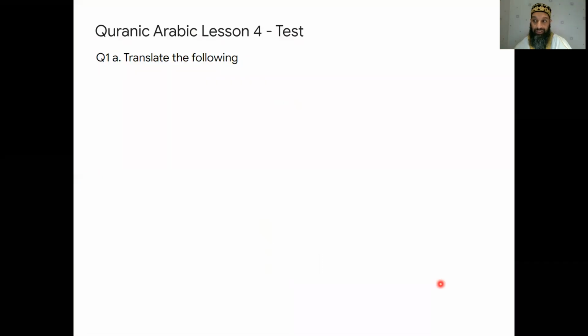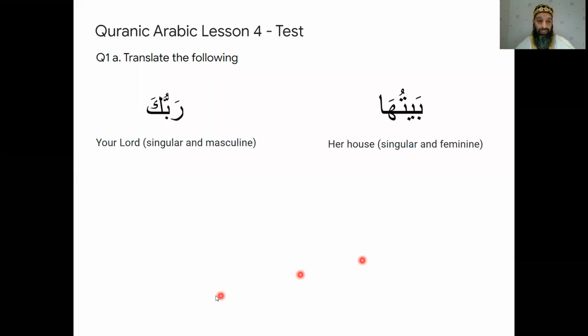Right, the test. So alhamdulillah, a lot of people did the test. Just going to go over the answers very quickly. Rabbuka is your Lord, and it's masculine. Remember, the ka makes it masculine, and second person. Baytuha, her house. Remember, the ha makes it hers. Baytuha.